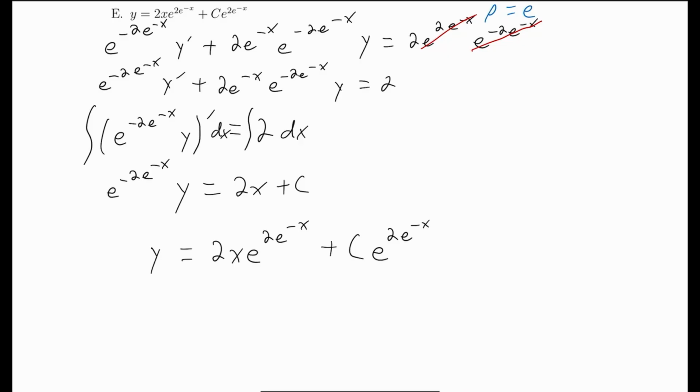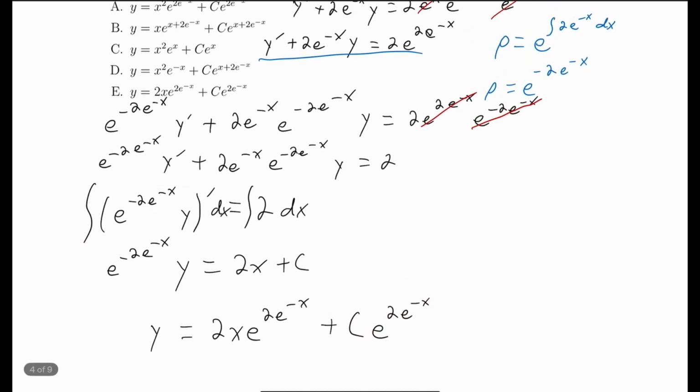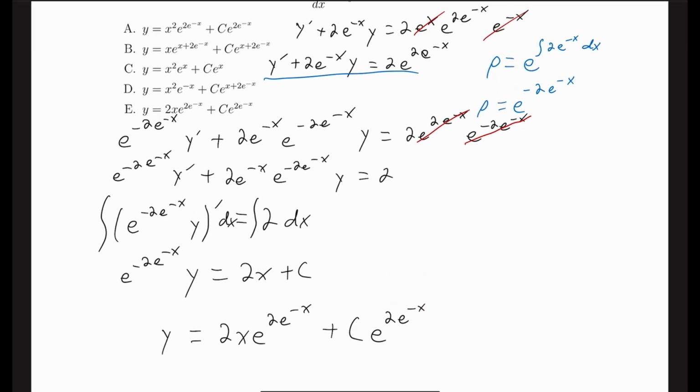The one important thing to note here is that you got to put your c in right after you integrate. You can't wait until the end, otherwise you'd be missing this term from your c. And go ahead and compare this to answer choices now, and it looks like this will match answer choice E.